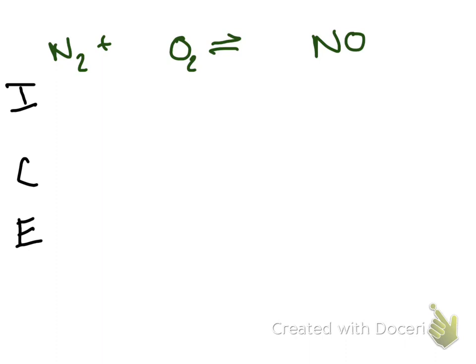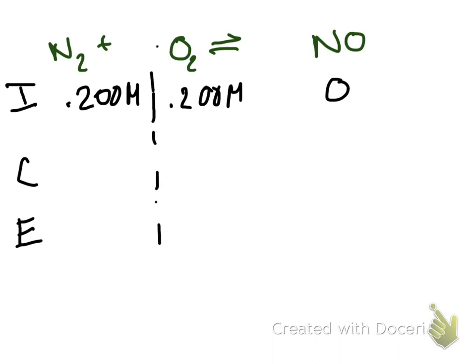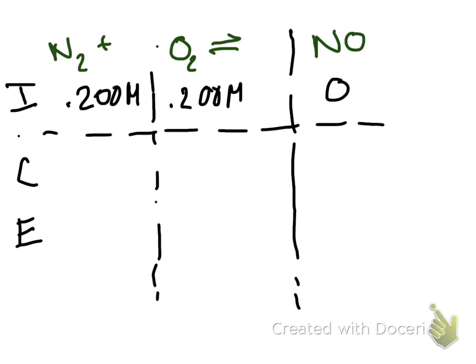So our initial concentration for nitrogen was 0.2 molar. Our initial concentration for oxygen, I'm going to include sig figs, was 0.2 molar, and our initial concentration for nitrogen monoxide was 0. Okay, just to make this a little neater. Okay, so now we're looking at our change.